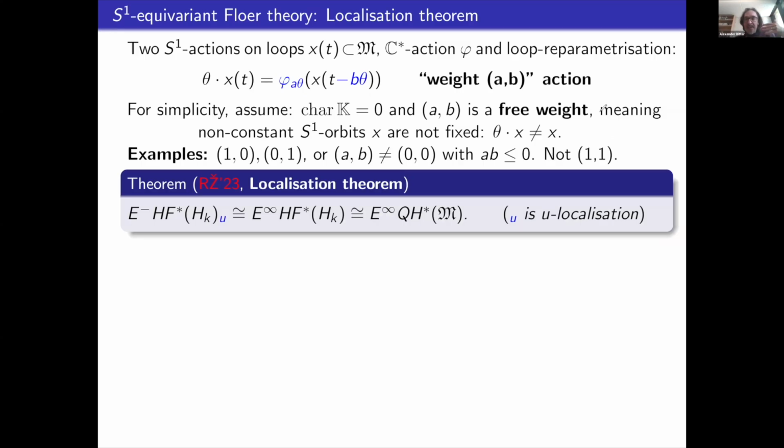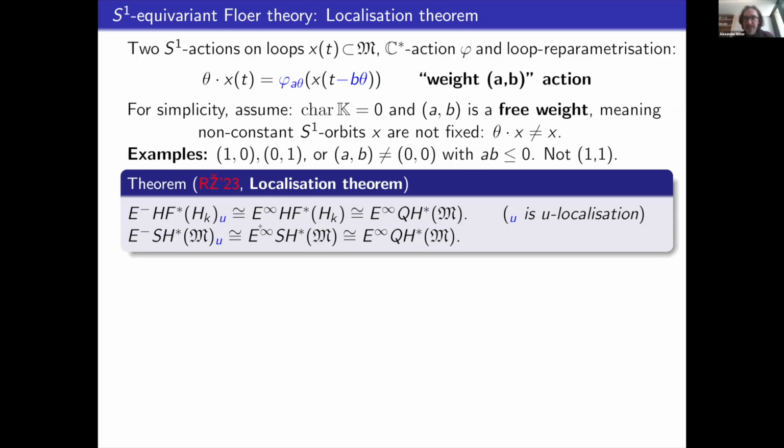And in that case, we get this localization theorem. So it's exactly like in the Borel case. The E infinity version of Floer cohomology doesn't see any of the non-constant orbits. It just sees the constant orbits, which is quantum cohomology. So the E infinity Floer cohomology is the same as the E infinity quantum cohomology. And this is the same as the equivariant theory, the usual Borel model localized at U. Okay, and if we take the direct limit of this, then we get the same for symplectic cohomology. So the E infinity symplectic cohomology is just the E infinity quantum cohomology.